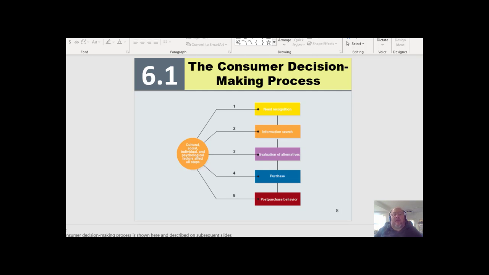I recognized the need. Did I do the information search? Probably not so much. Did I evaluate the alternatives? Not so much. Did I purchase? Yes. Do I have some kind of post-purchase behavior? Probably. So obviously, you don't hit every single step.